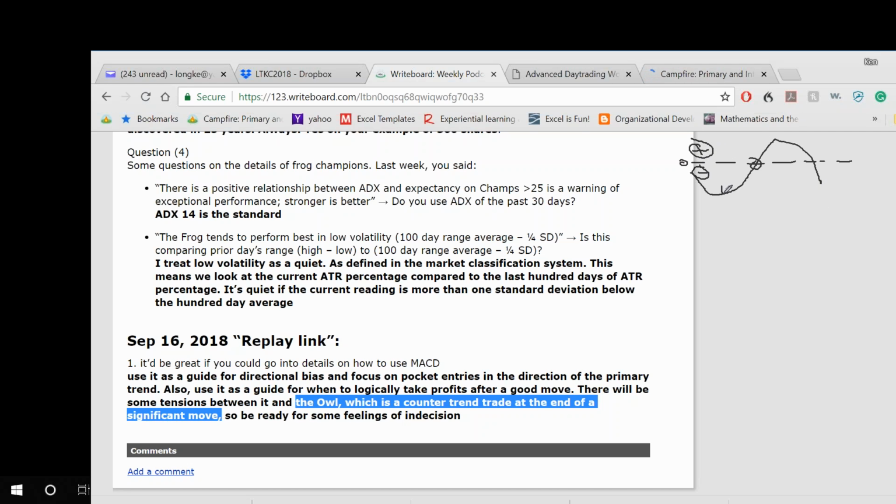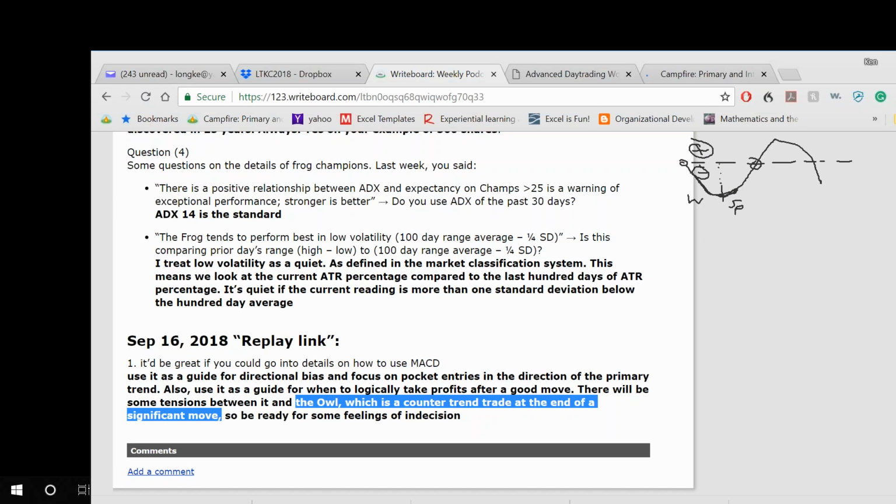Now we've furthermore defined this as winter whenever it's below the zero line and sloping downward. When it flattens out and starts going up, we call that the spring. So in the spring, you're below the zero line, but the slope of the MACD signal line is up.